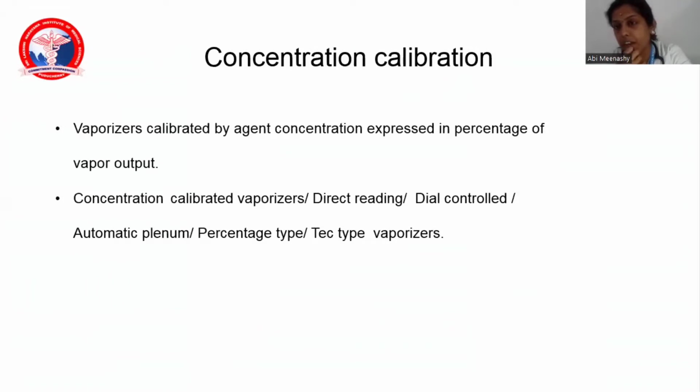Okay, concentration calibration, that we know because when we see a vaporizer, that is the first thing we see, the concentration dial. Vaporizers are calibrated by agent concentration expressed in percentage of vapor output. We have seen this in the previous class. Concentration calibrated vaporizers, direct reading, dial control, autonomic plenum, percentage type, Tech type vaporizer, it will vary. Dial control is the usual common thing that we see in our OTs in our hospital. There are also percentage type where you can enter the percentage.